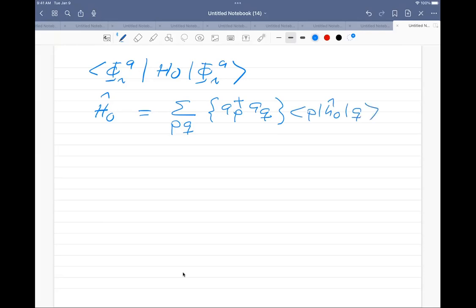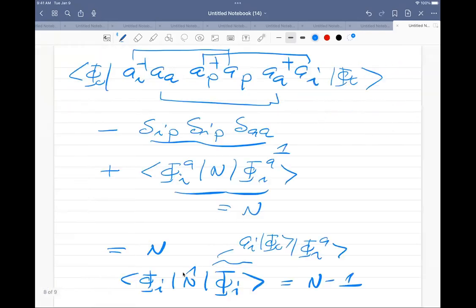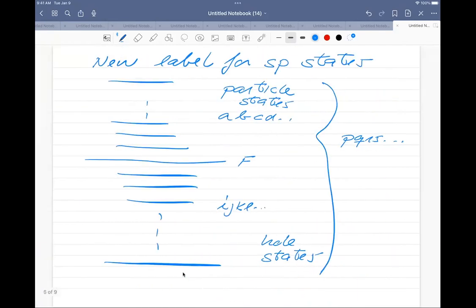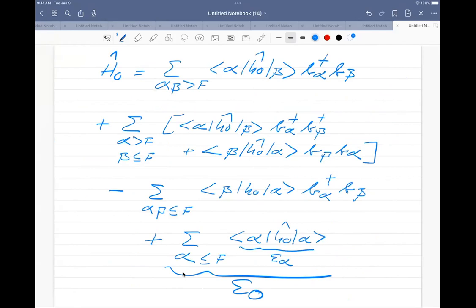But then I had an additional term. If you now go back, so if you look at the definition we had for H0, so H0 contained now a set of normal ordered operators, normal ordered, there's a minus sign here.